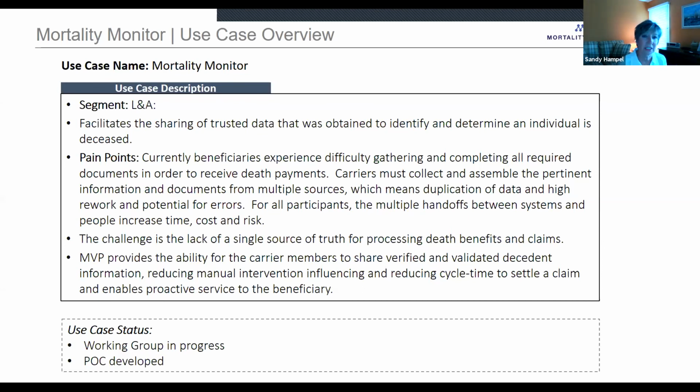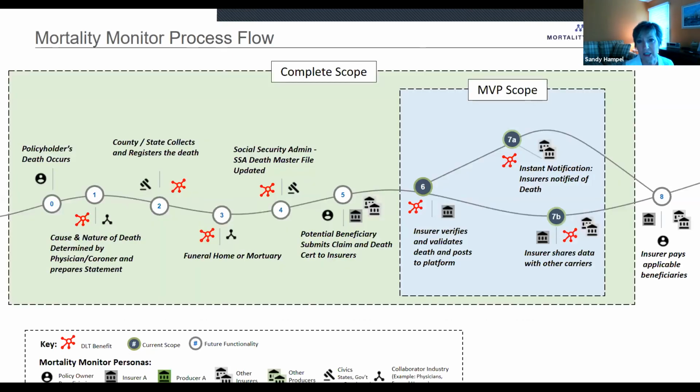So what I'd like to do is take you through on the next screen and walk you through the journey of the multiple stakeholders that are involved in this process and provide you with the full scope of the Mortality Monitor use case and the business flow, which actually begins with the policyholder and the policyholder's death. Once the cause and the nature of death are then determined by the physician or the coroner, they will have to prepare the statement, validate that death, and that statement then is the official recording of that death throughout the downstream process.